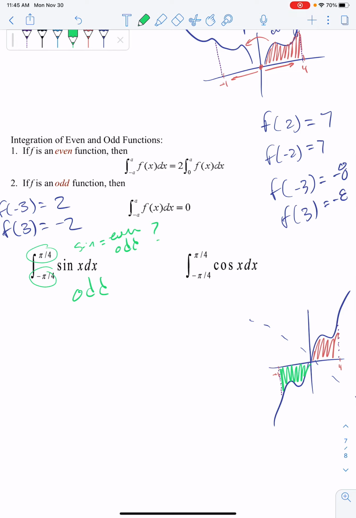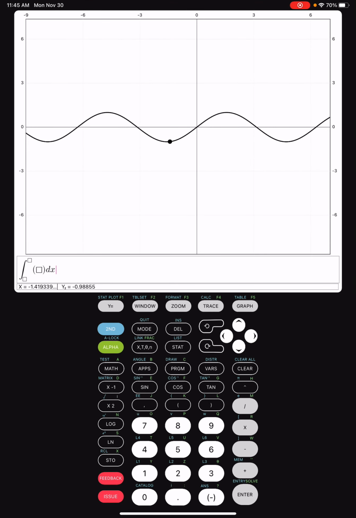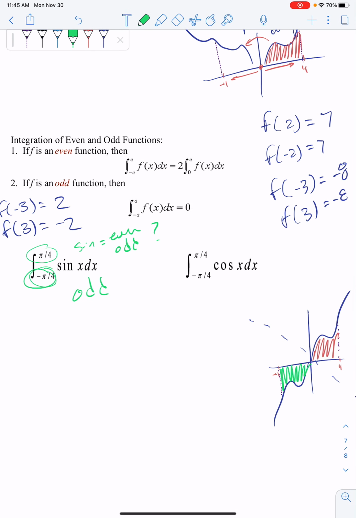If I'm going the same distance, obviously if I'm integrating from negative pi to 2 pi, that's not going to cancel out. But if I'm integrating from the same values, if I'm going from negative pi fourths to pi fourths, they're just going to cancel each other out, and my answer is 0.